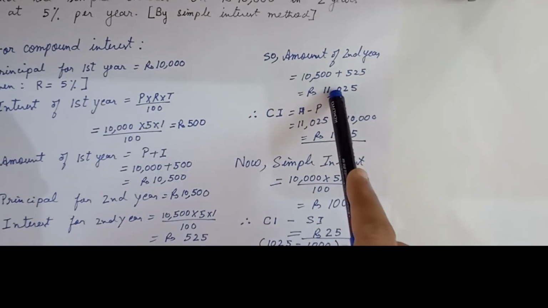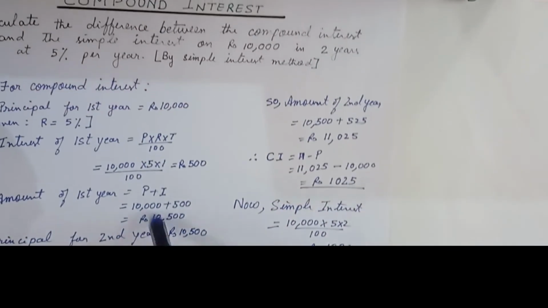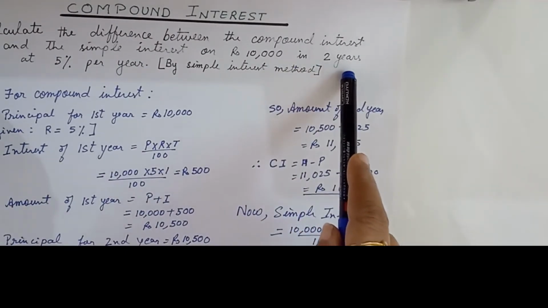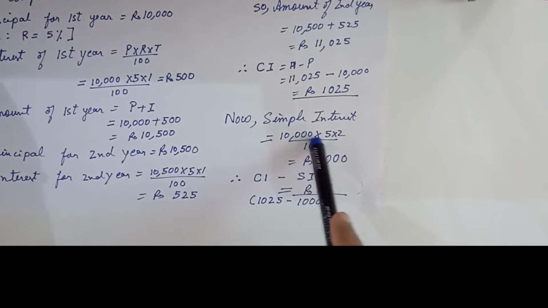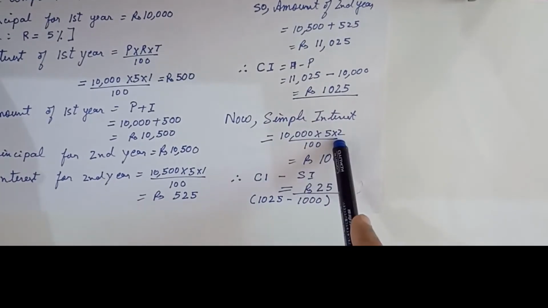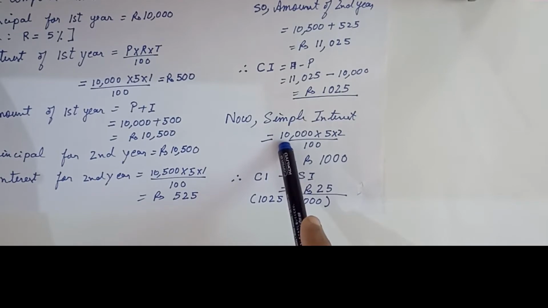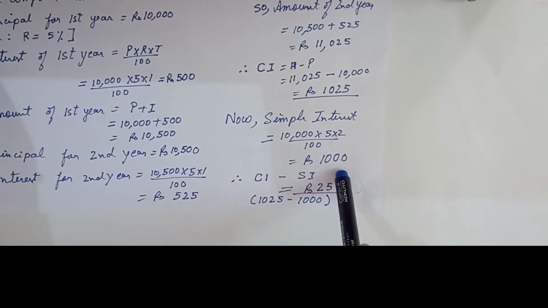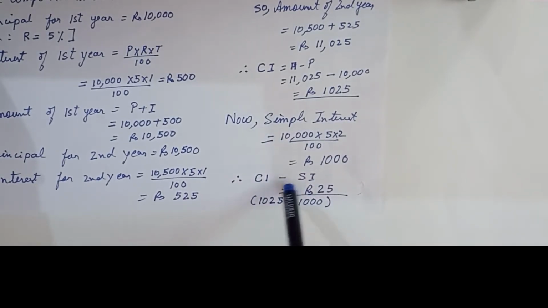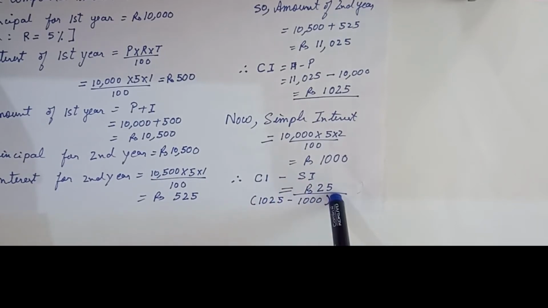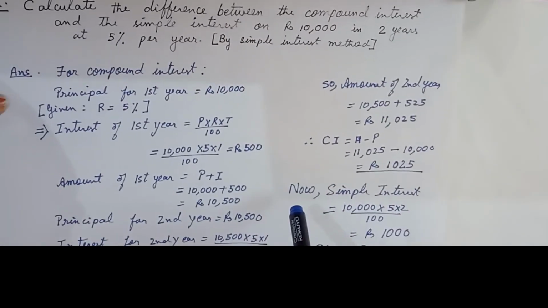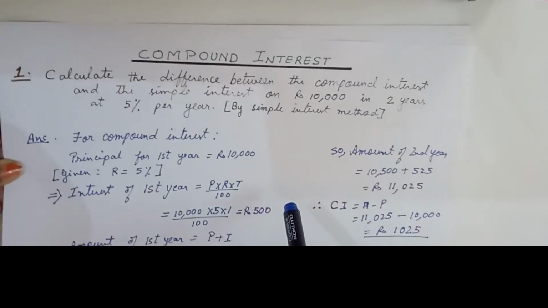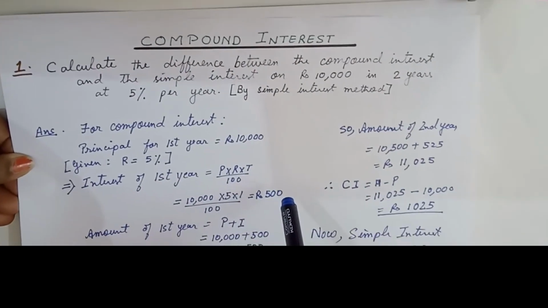This was compound interest. There were 2 conversion periods because the time period was 2 years compounded annually. For simple interest, it is straight PRT by 100, 2 years time, 10,000 principal, 5%, and it is 1,000. The difference will be compound interest minus simple interest, that is 25 rupees. How? This is the working. So it is compound interest where the principal changes after every conversion period.